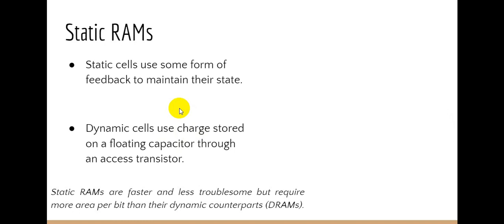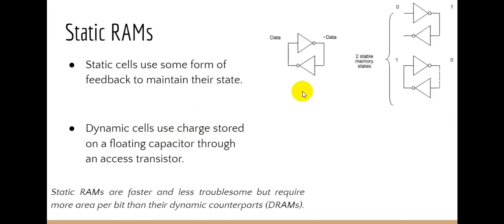Basically, the static cells use some form of feedback to maintain their state. So what kind of feedback? Here you can see there are two inverters connected back to back. We can say cross-coupled inverters, where one input is connected to the other's output, and thus we are creating a stable state. If you give some data here, it will remain stable.